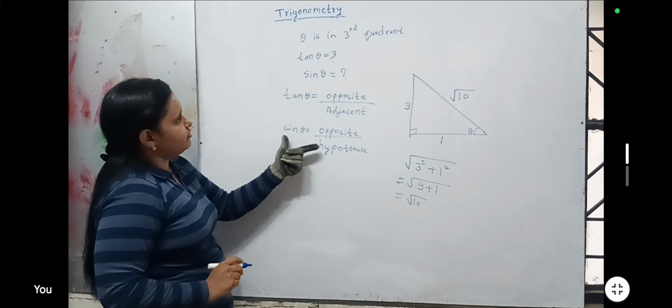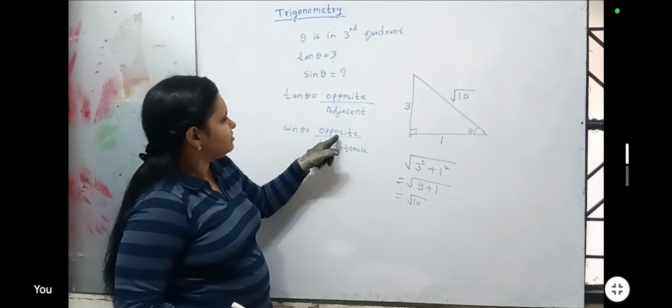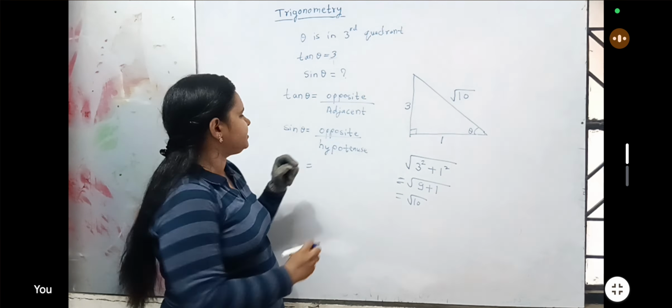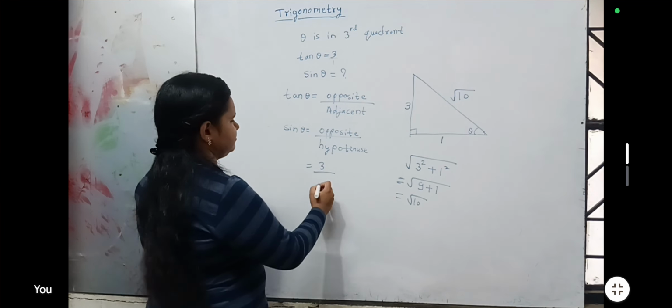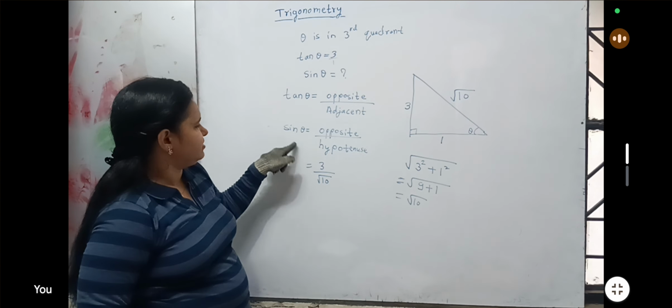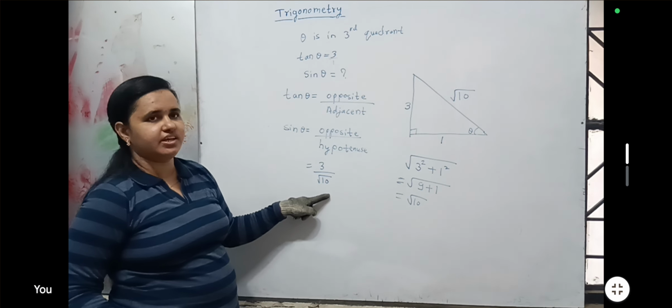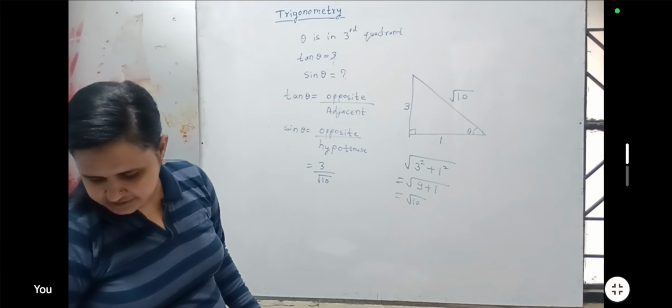So from this root 10 we can calculate sin theta. Opposite to theta is 3 and the hypotenuse we have got is root 10. So sin theta will be 3 upon root 10. Okay, so our answer will be 3 upon root 10.